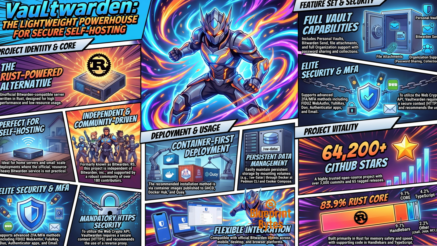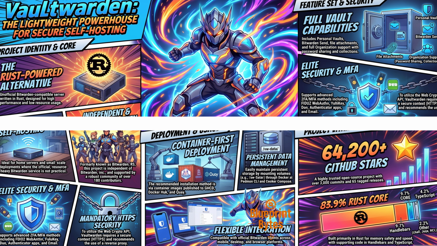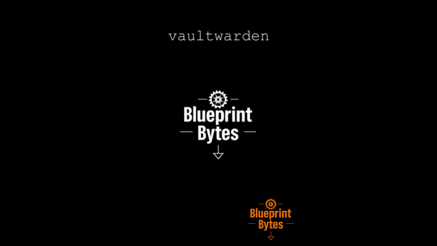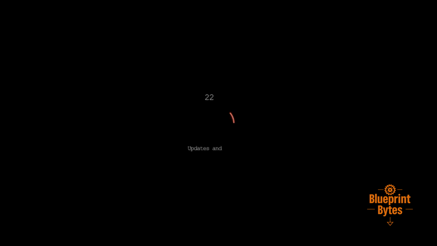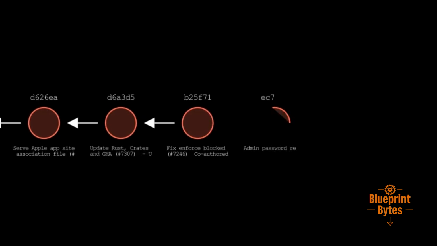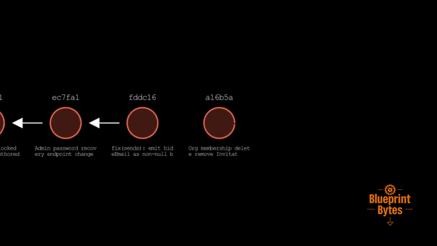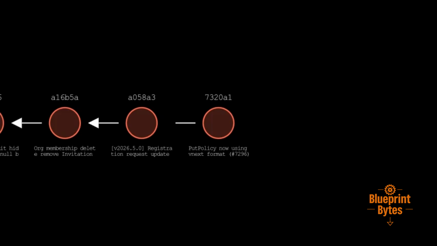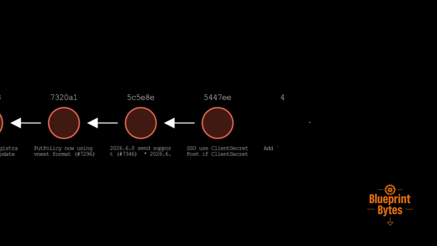Despite its small footprint, Vaultwarden includes enterprise-grade features such as secure password sharing, organizations, collections, and multi-user management. It also supports end-to-end encryption, two-factor authentication, TOTP, WebAuthn FIDO2, and Duo, ensuring your credentials remain protected at all times. One of Vaultwarden's biggest advantages is complete data ownership.